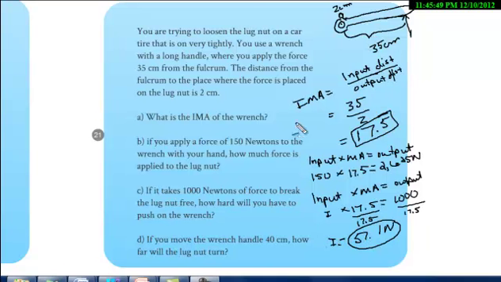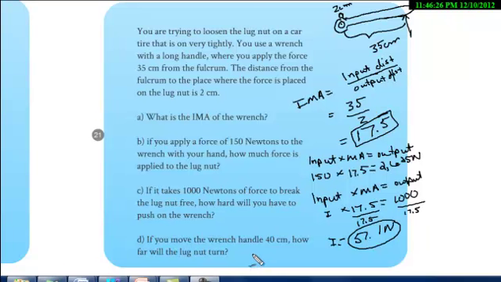Alright, so last problem here. If you move the wrench handle 40 centimeters, how far will the lug nut turn? So one other thing that we have to remember is that we don't get something for nothing. If you increase your force, you have to increase the distance that you apply that force over. So if I have an ideal mechanical advantage of 17.5, that means that the input arm must be 17.5 times longer than the output arm, and so you're going to have to move the input arm 17.5 times further than the output will move.